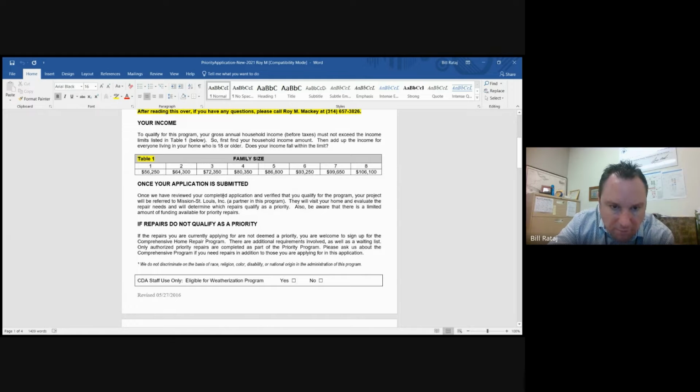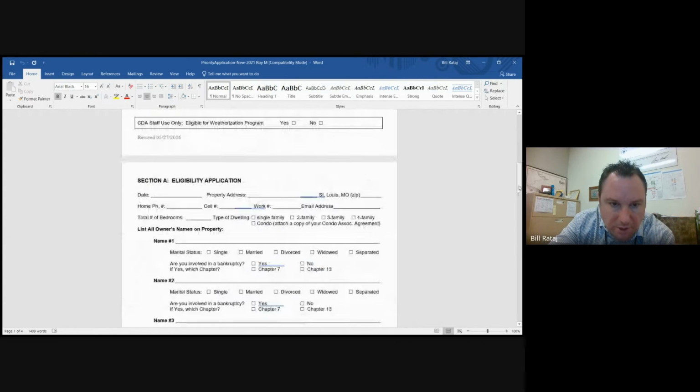And then once you've submitted all your documents and we've approved your application, we will transfer your case over to Mission St. Louis, who is our construction manager in the program, or the building division for an inspection, depending on your individual case. All right, so let's go to the next page.